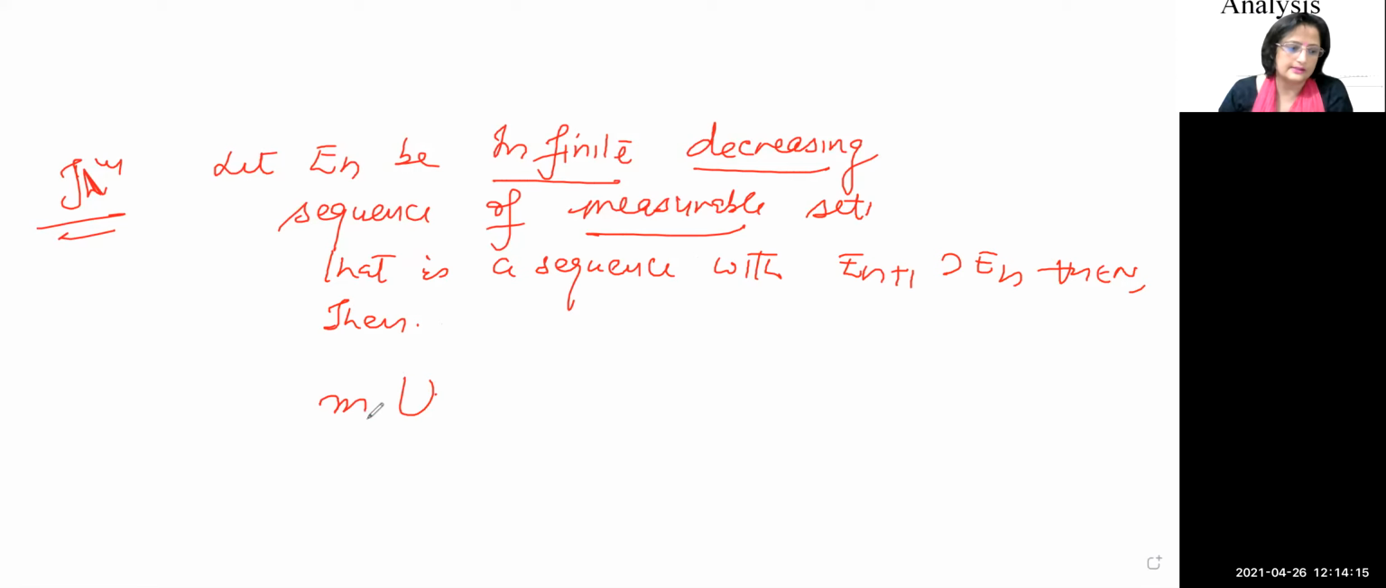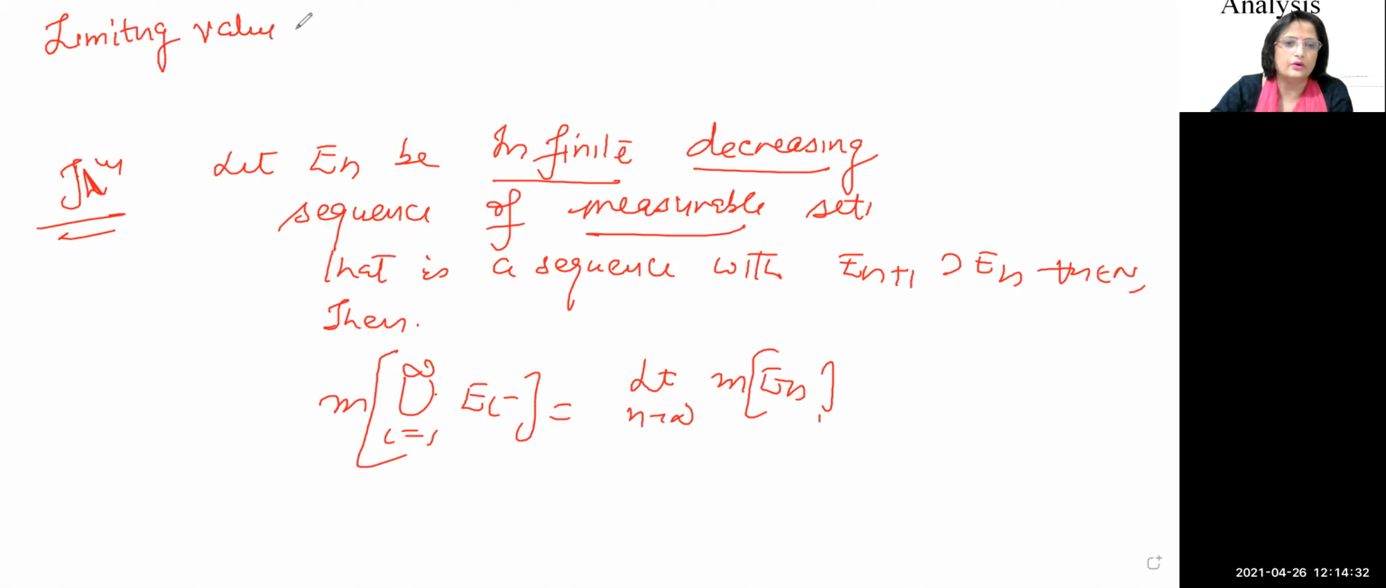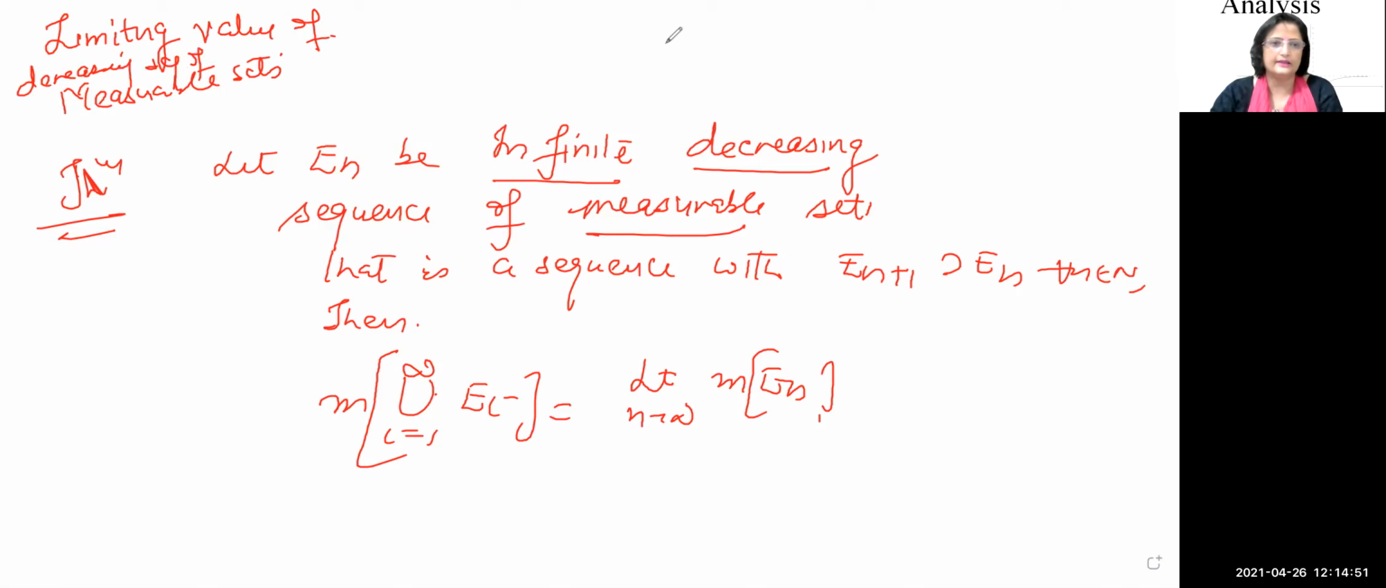So we will take the two cases. So measure of union I running from 1 to infinity EI. Measure of the union is equal to limiting value of the measure of EN. So you can write here, you can name the theorem as limiting value of decreasing sequence of measurable sets. So ये आप इसको heading दे सकते हैं इन दो theorems, right?